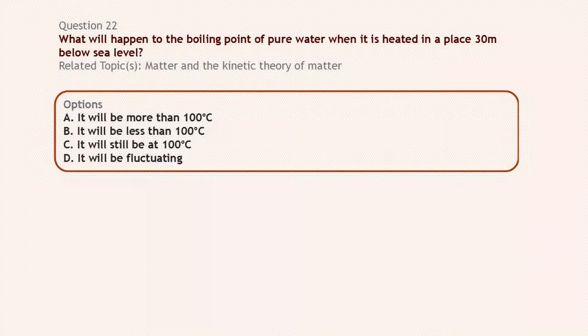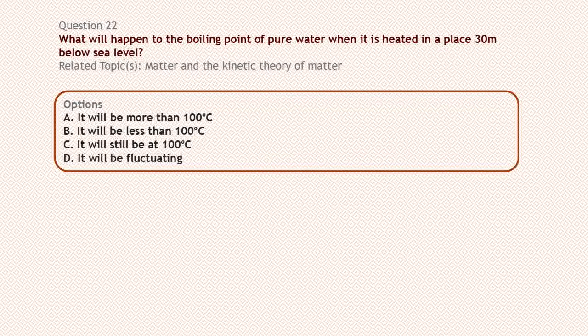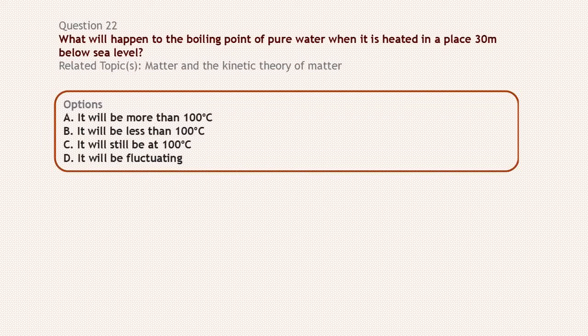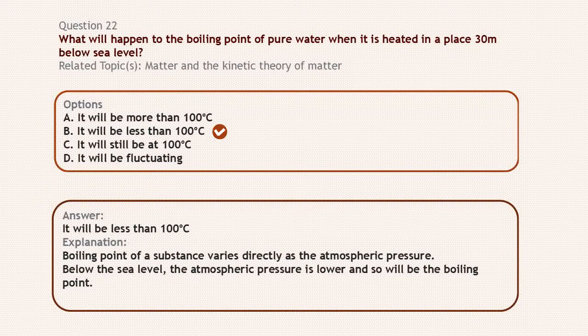Under standard atmospheric pressure, that is 1 atm, the boiling point of water is 100 degrees Celsius. However, if the atmospheric pressure changes, if it increases or decreases, then the boiling point of water would not remain at 100 degrees Celsius, it will change. If the atmospheric pressure increases, the boiling point of the water would rise above 100 degrees Celsius. If it falls, the boiling point of water is going to fall below 100 degrees Celsius. Now, in a place 30 meters below sea level, there is reduced atmospheric pressure, so the boiling point is going to be less than 100 degrees Celsius.